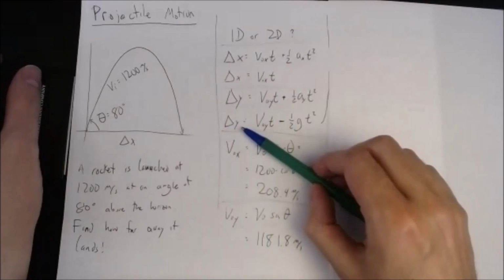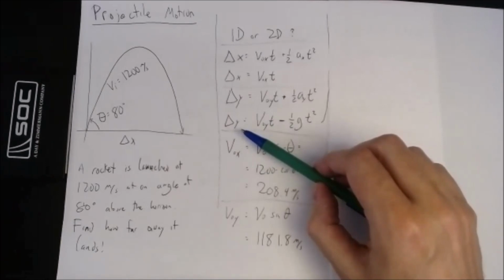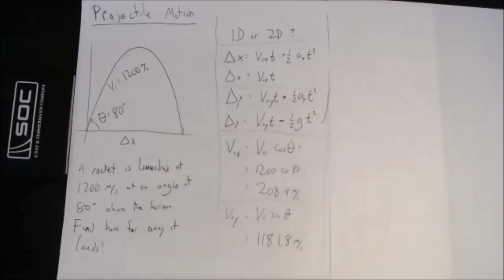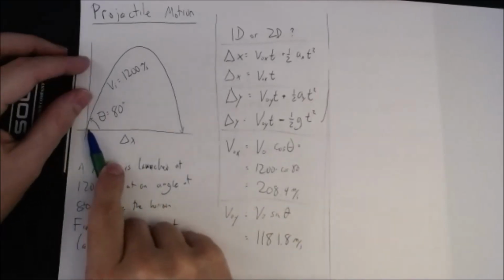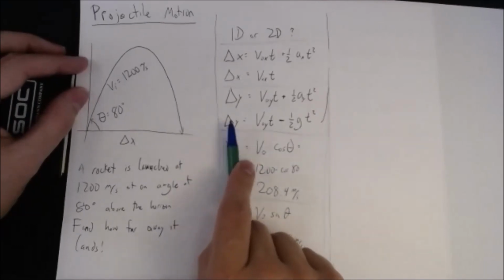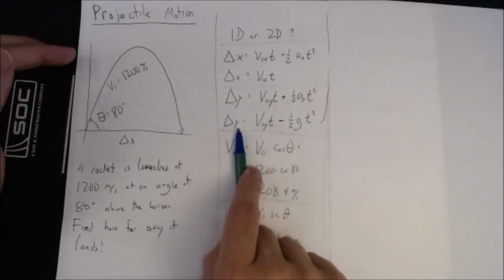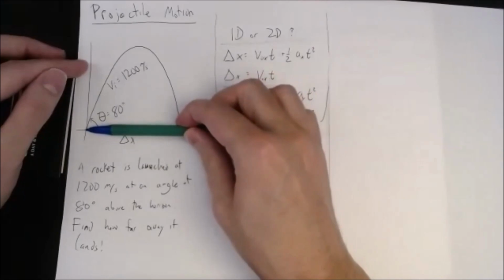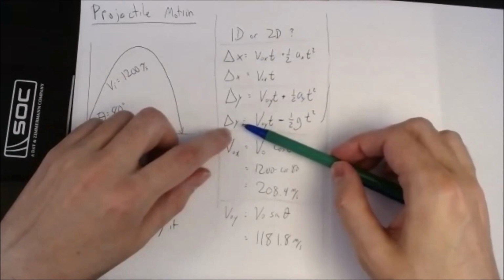Actually, do we know what delta y is going to be in this problem? Type into chat if you think you know. Yeah, delta y is going to be 0. It's launched from sea level and it lands at sea level. Delta means the change in something, so this is the change in the y position. The y position starts off at sea level and ends at sea level. Delta y is 0 for this problem.